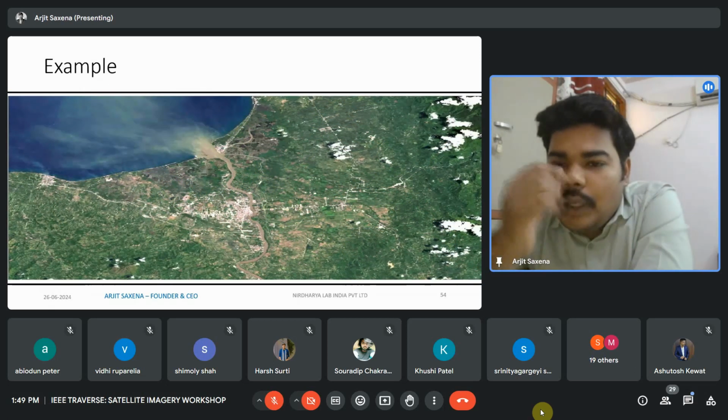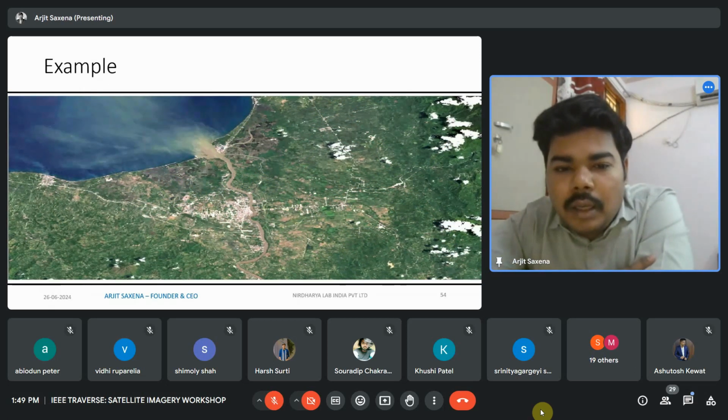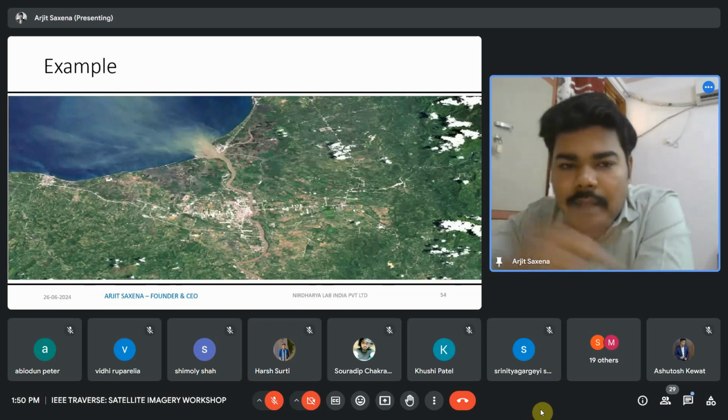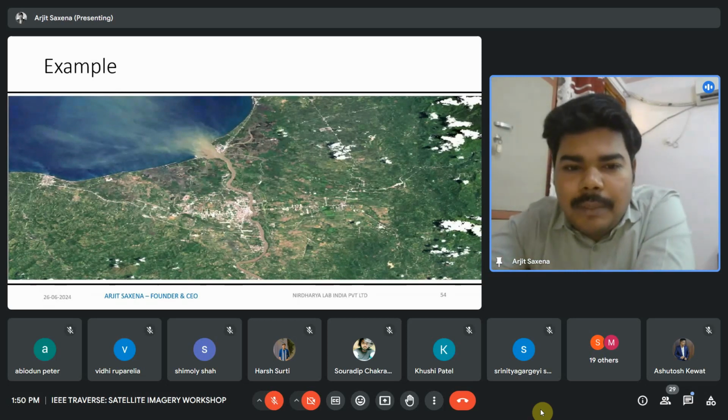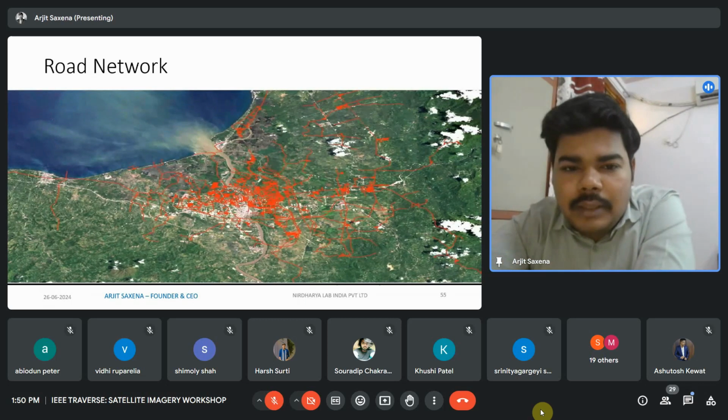Like you can find through Google Earth Engine also. Now you have to map the Earth's road connection, the road network. So what you will do, simply you will map like this. This is the road network.